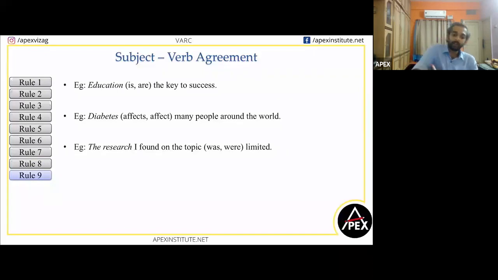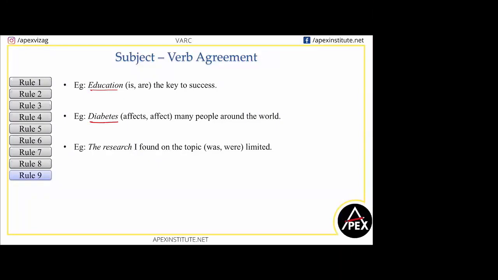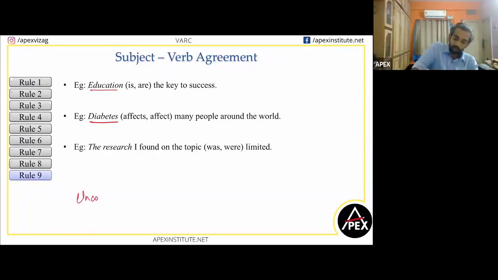Now, whenever you have things like education, diabetes, and all, though they are uncountable, as in you cannot count education. You cannot say this much education is key to success. It's different for different people. But whenever you have nouns like this, you will consider them to be singular subjects. So uncountable nouns are usually singular subjects.